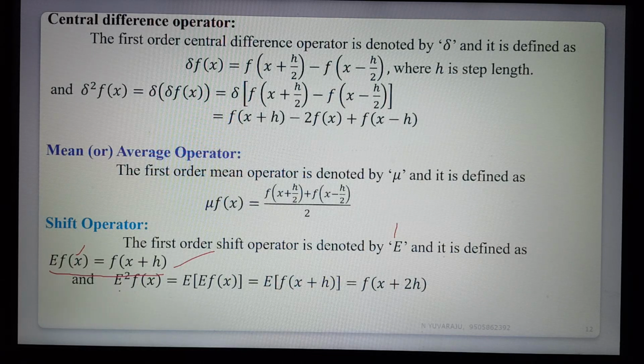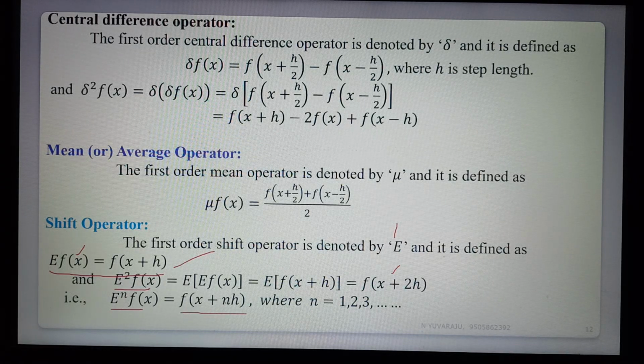Similarly, shifting two times, E square f of x is equal to f of x plus 2h, that is shifted h twice. Similarly, shifted n times, E power n f of x is equal to f of x plus nh, where n is 1, 2, 3 and so on. So this is the shift operator.